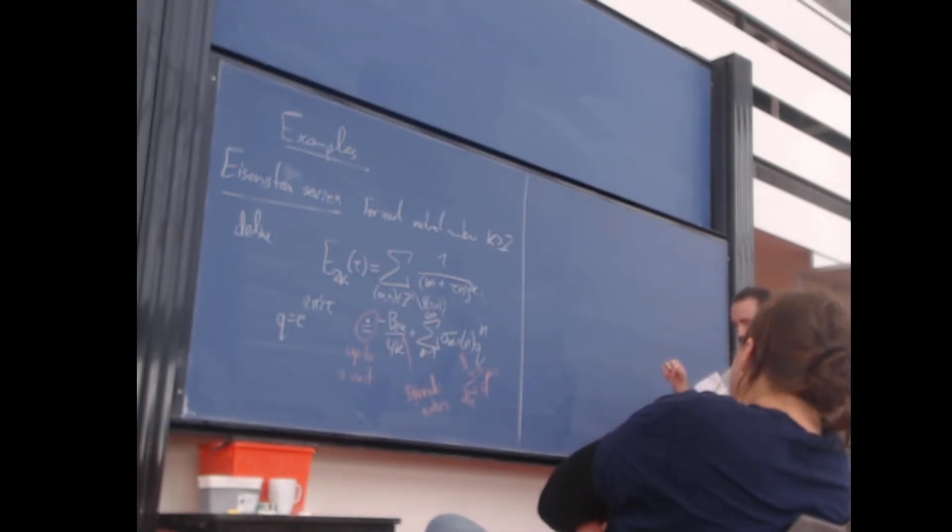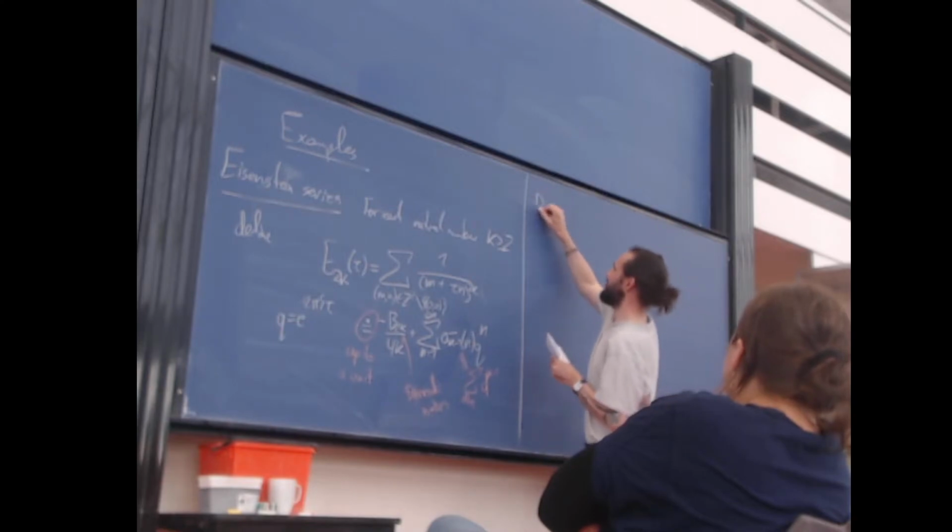Okay, so this is a nice example, or at least I think it's a nice example. But another nice one is called the discriminant.